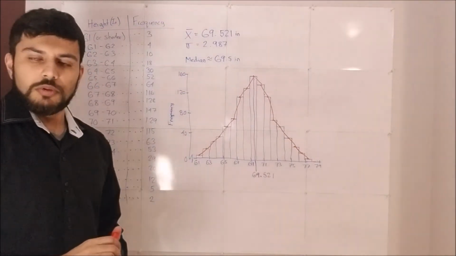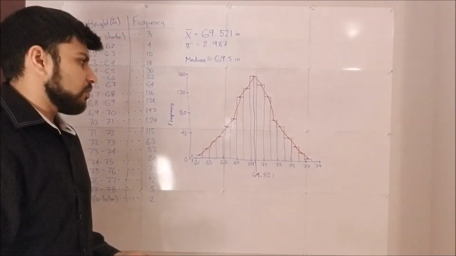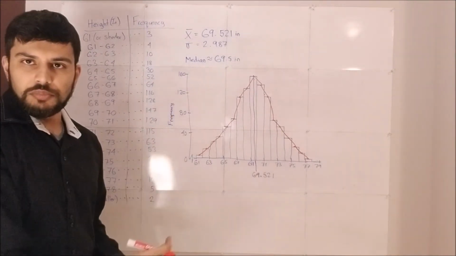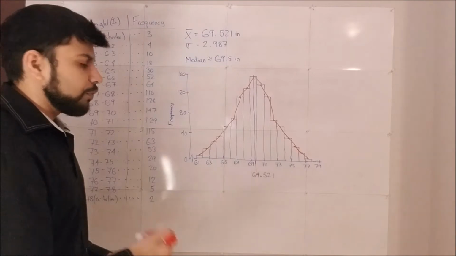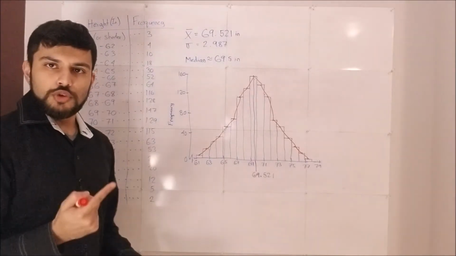And that's our frequency polygon. The whole point of the histogram is to get a graph in place. Just by looking at the graph, you can kind of see it's a bell shape. The frequency polygon has 2 purposes.